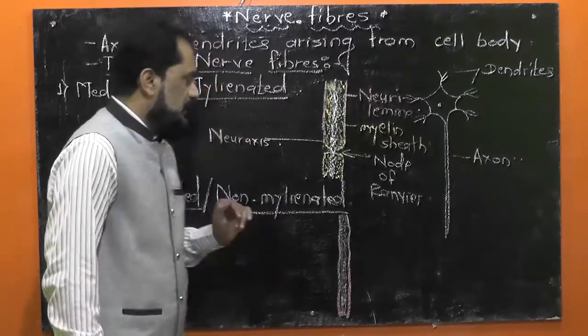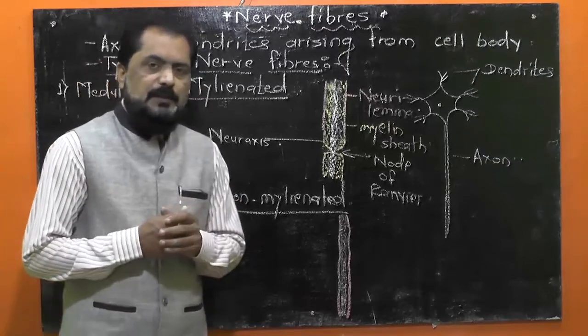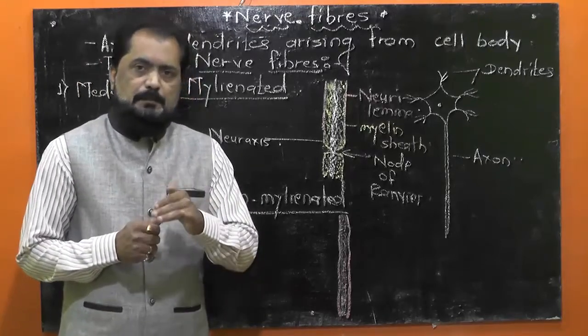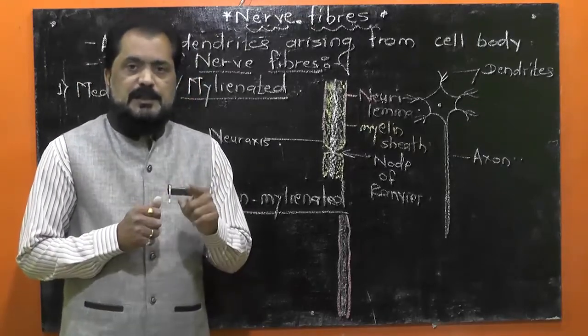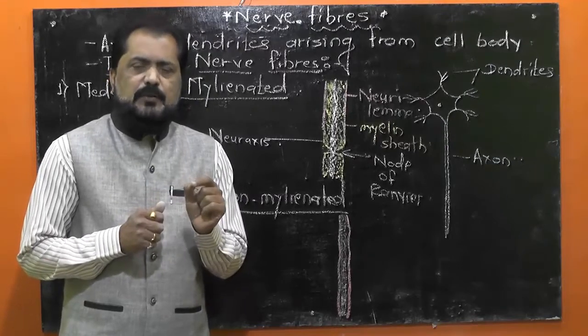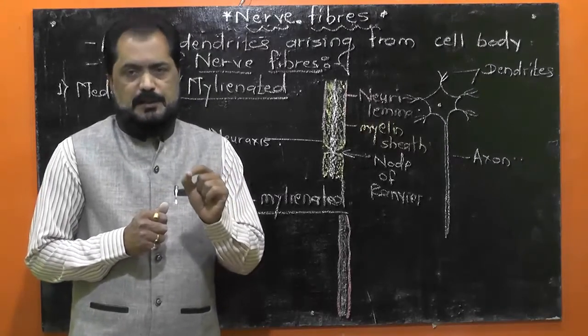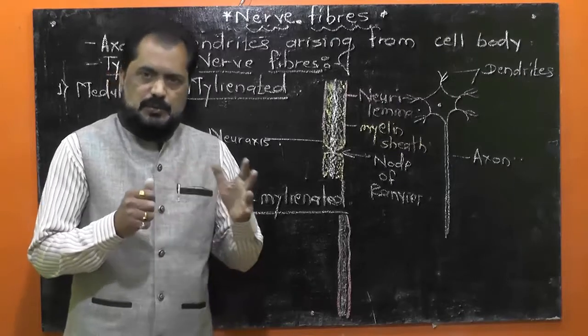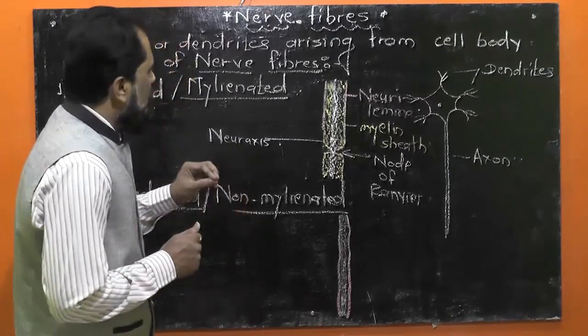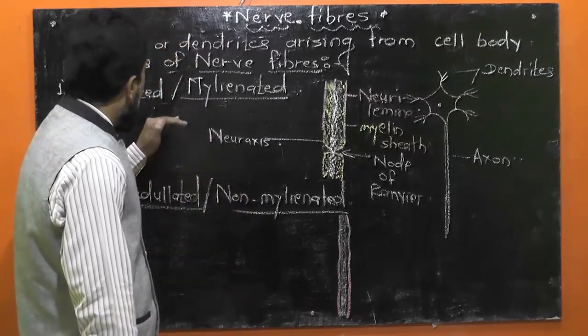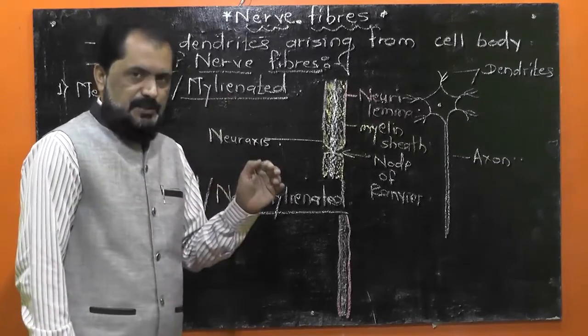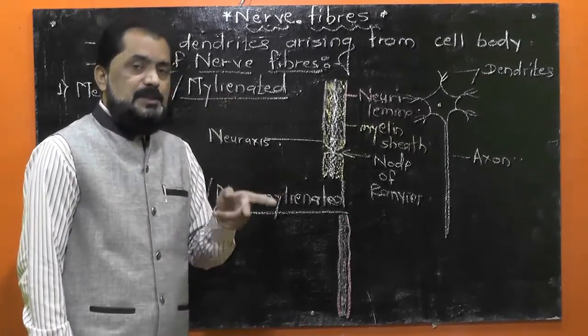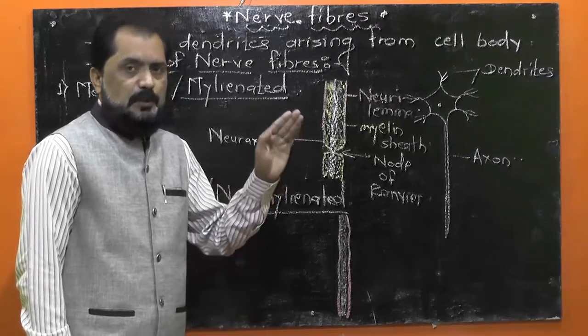On the other hand, the non-medullated nerve fibers conduct impulses comparatively slowly, that is near about 25 to 40 meters per second. Anyway, so here we have understood about the types of nerve fibers on the basis of its structure, on the basis of presence or absence of medullary sheath.